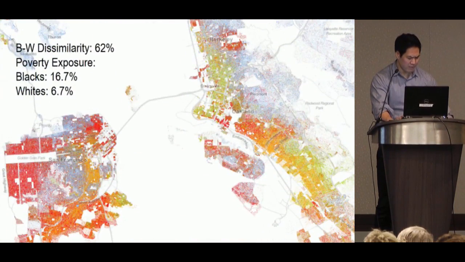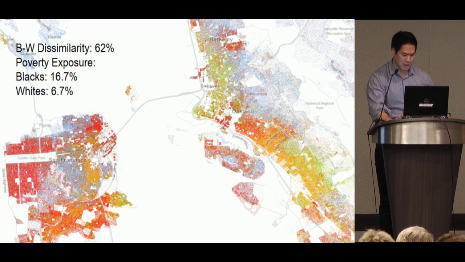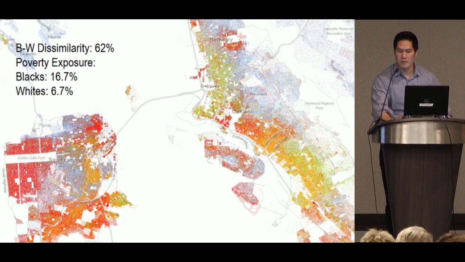This is a map of where we are now, the San Francisco Bay Area. We see that blacks, again, represented by the green dots, are concentrated in the East Bay and specifically Oakland. And here the dissimilarity index is 62%, meaning that almost 2 in 3 blacks would have to move from their neighborhood to a different neighborhood to be distributed evenly with whites.